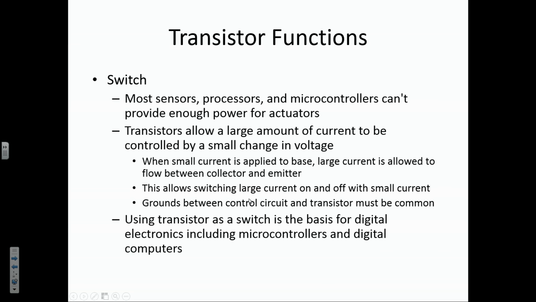Using a transistor as a switch is the basis for digital electronics, including microcontrollers and digital computers. And that is the case because basically we're switching from no current or no voltage to full current or full voltage. And those are how we represent zeros and ones, okay, which is the basis of all electronics, electronic communications, digital communications, and that type of thing, bits.